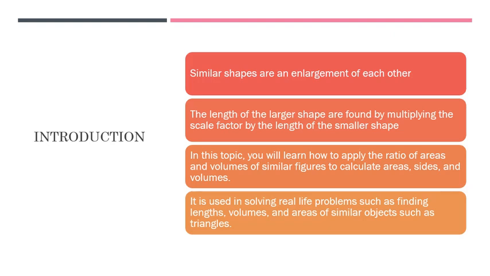Under introduction to similar shapes, you can define it as an enlargement of each other. Okay, you can have two shapes. Let's say that's shape 1, which is similar to the other shape. So it's not kind of the enlargement of each other, it's just an enlargement of each other. And the other point is whereby the lengths of a larger shape are found by multiplying the scale factor by the length of the smaller shape.